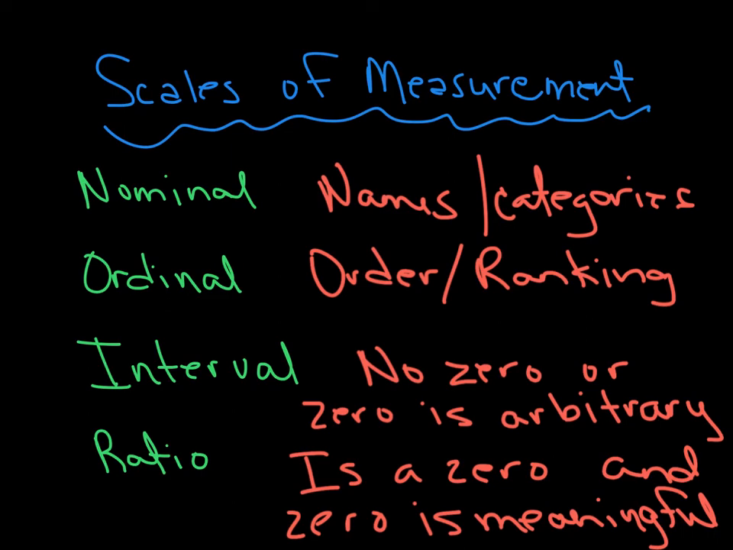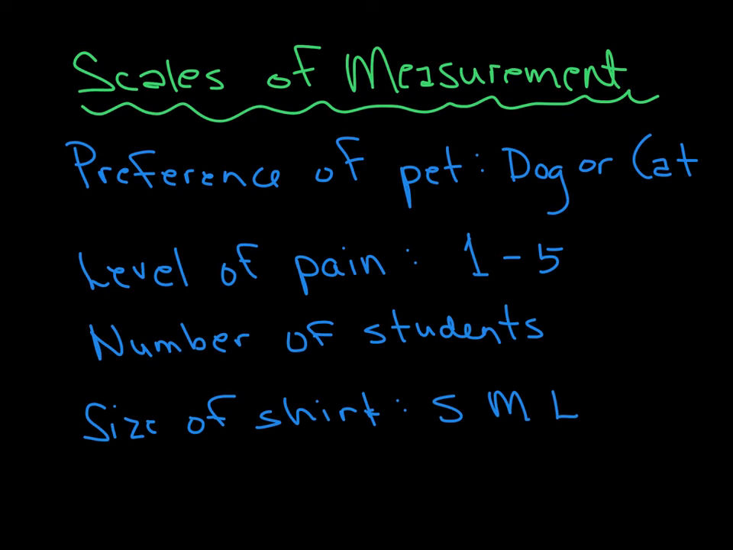So let's talk about how we reach these. So with scales of measurement, if we look at preference of pet, dog or cat, those are just categories, like I said, so that's nominal. So in this case, I would say nominal. So we knew before with the classifications, we'd said, oh, this was qualitative and discrete. Now with scales of measurement, it's nominal because they're just categories.